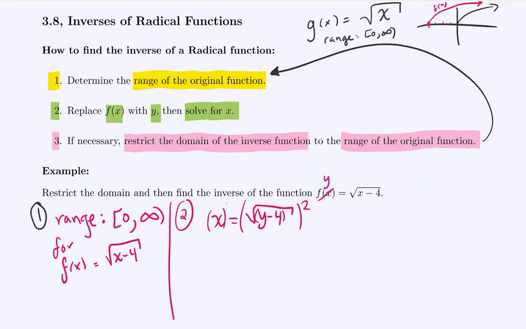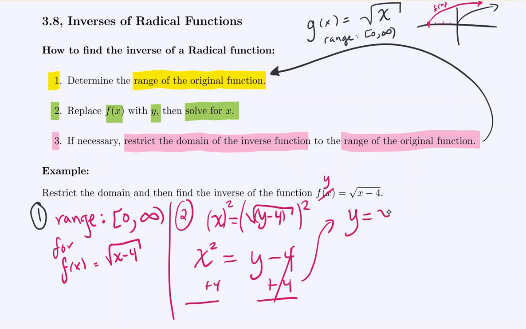But what's done to one side must be done to the other side. So we've got x squared equals, the square and the square root cancel out perfectly, and we're just left with y minus 4. Add 4 to both sides, and we get y equals x squared plus 4. Now this is our inverse function, so we really should call it f inverse, because it's the inverse function of f.